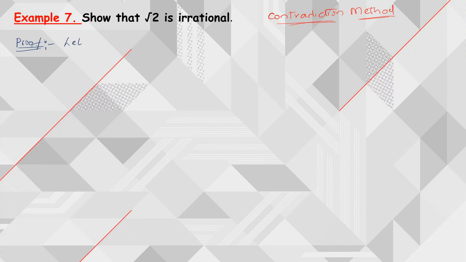First of all, let us assume that root 2 is a rational number. So I am going in the reverse way. Let us assume that root 2 is a rational number. Whenever you say that root 2 is rational, we know that a rational number can be represented in the form p by q only, no?